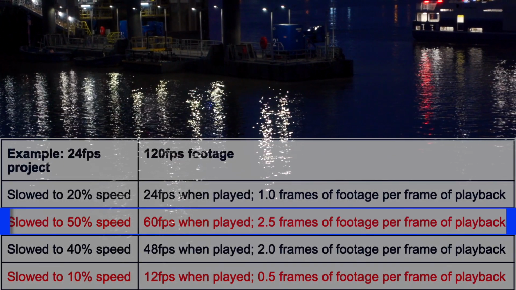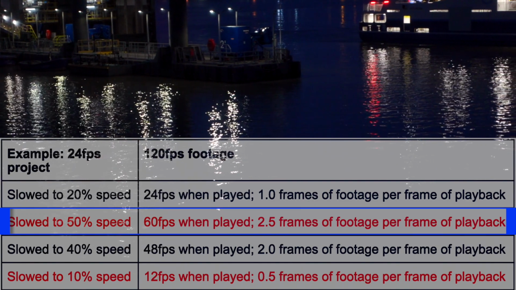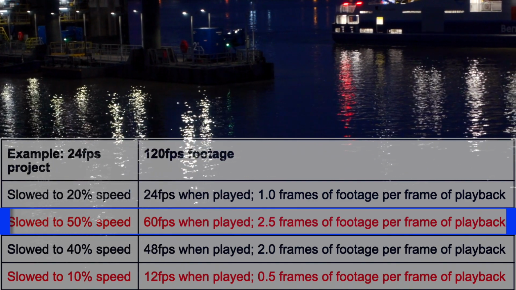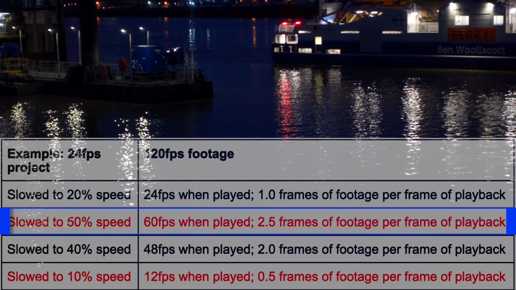If we slowed that 120p footage to 50%, it means there are 60 frames per second, or 2.5 frames for every 1 frame in the timeline. 60 divided by 24 equals 2.5. This can cause your footage to look more jittery than a cocaine enthusiast after 3 espressos, as the video tries to deal with all of these partial frames.